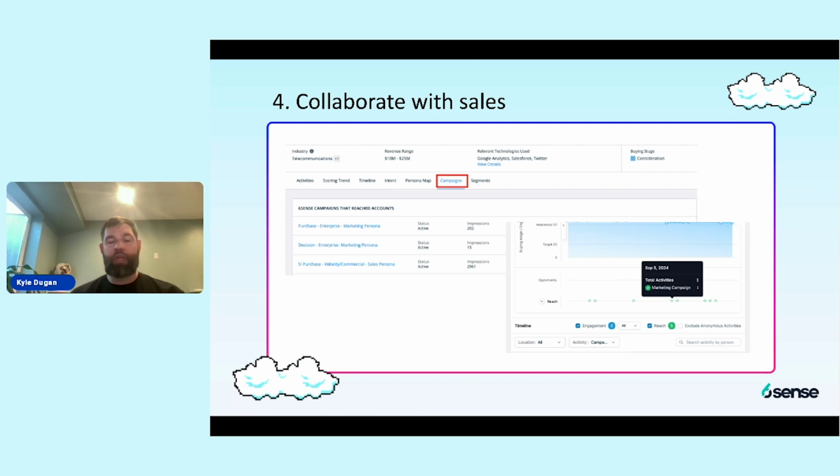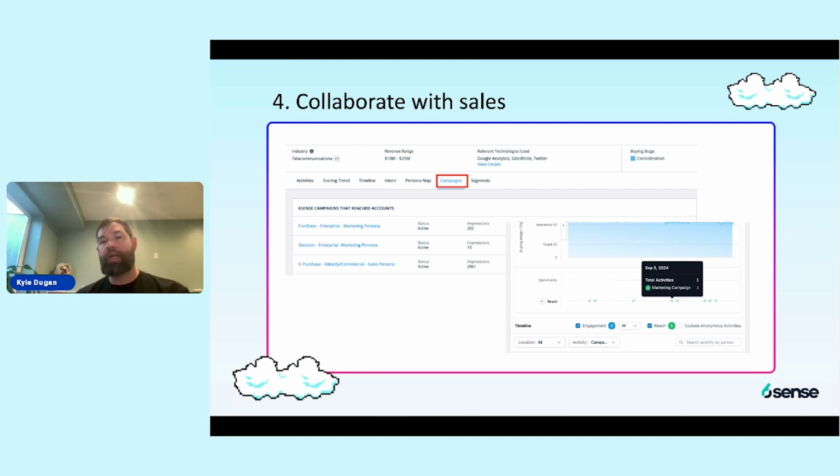And so the first screenshot there with the red square, that's taking a look at our 6sense dashboard. If you were to just type in a company name, you would see information pop up that's going to give you all sorts of stuff like activities. That's going to be like website activities or keyword activities, scoring trends, timeline, intent. And then over there on the left, you'll see campaigns. If you click on that, you will see what campaigns that account is in.